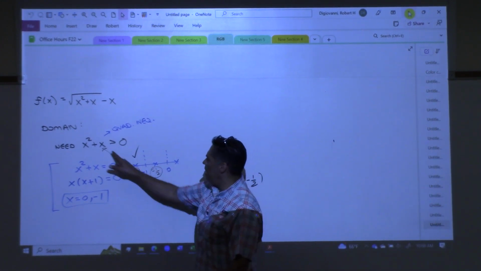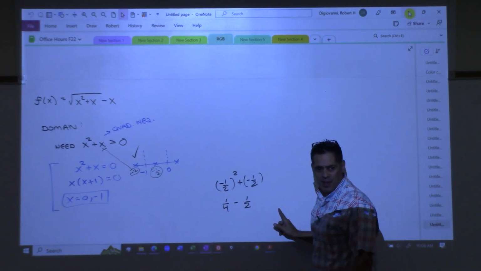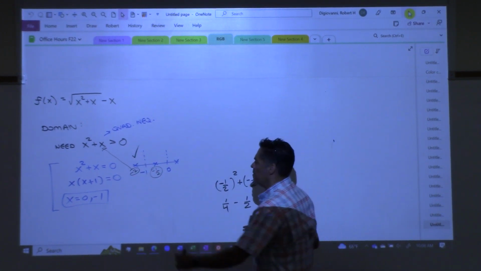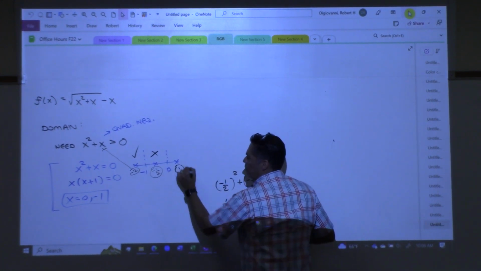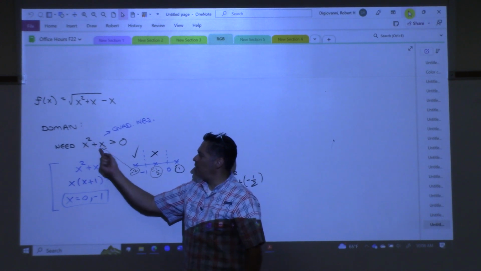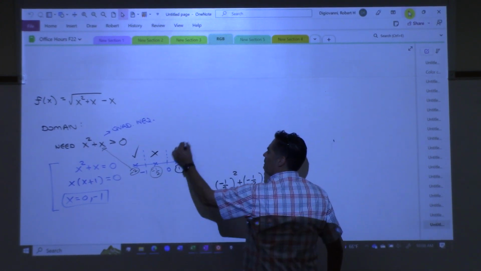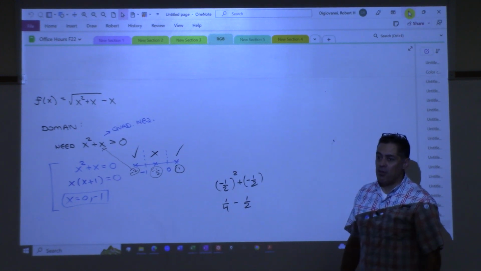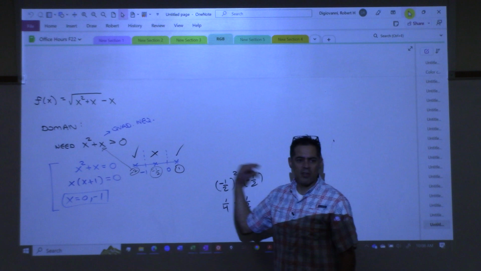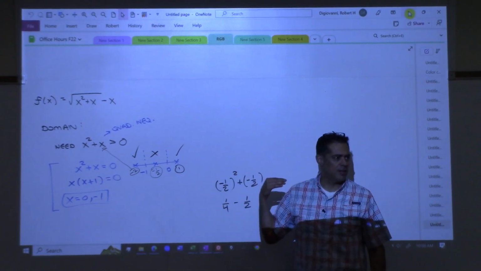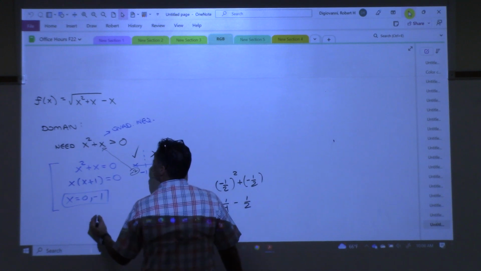If I plug -1/2 in here, is it bigger than 0? No, you said it was negative, right? So it's not bigger than 0. So that doesn't work. And then you plug in, let's say 1. 1 squared plus 1, is that bigger than 0? Yes. So what is the domain of this function? Stuff to the left of -1 and stuff to the right of 0. That's our domain.